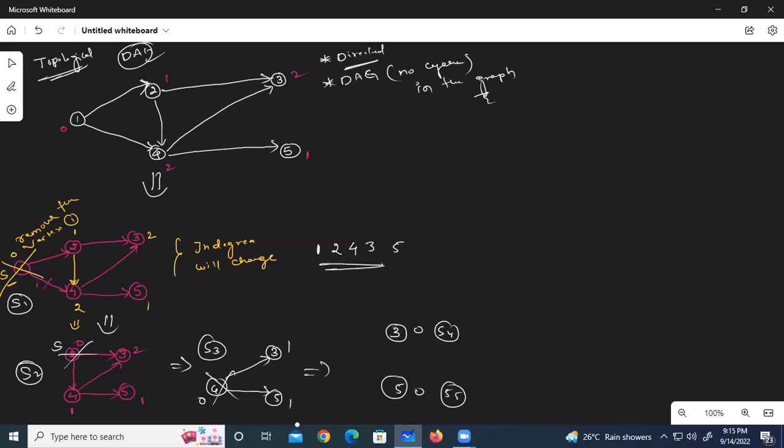Again, you can get many orders for topological sort. Not only this, you can go for this also: 1, 2, 4, 3, 5. That is also okay. 1, 2, 4. Maybe if you want, you can remove this one, so instead of 1, 2, 4, 3, 5, 1, 2, 4, 5, 3 is also okay. This is also okay, no problem. So this is called topological sort.